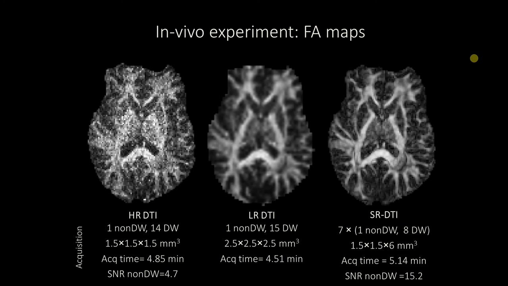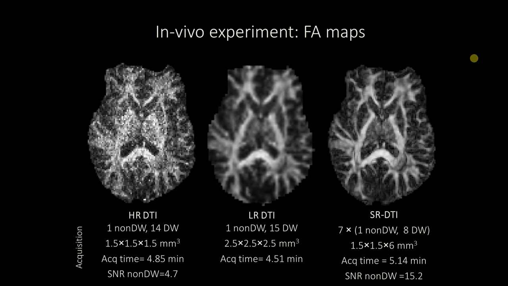Now, if we look at some results, here you see an FA map. Each time the FA map is sampled on a 1.5 by 1.5 by 1.5 millimeter grid. But they are estimated from different sets of diffusion-weighted images with a different resolution, and the right one, of course, with using super-resolution reconstruction. If we compare our super-resolution DTI FA map with a regular high-resolution FA map, we see the same small details, but they are no longer concealed in noise, because the diffusion-weighted images had a higher SNR.